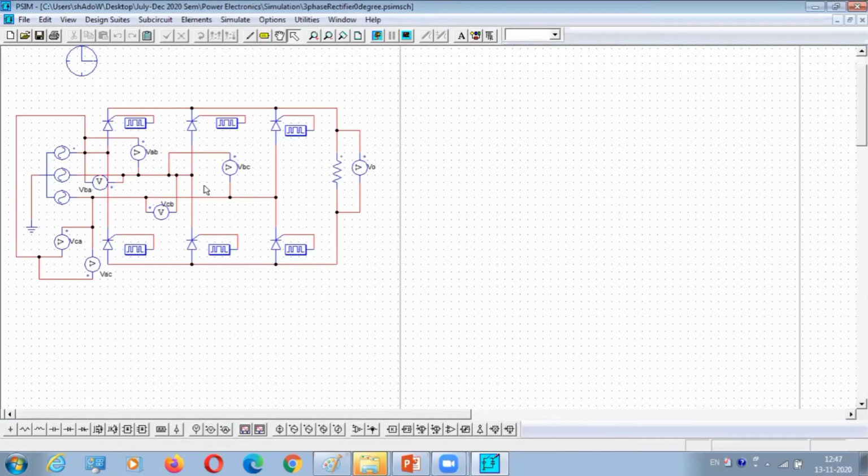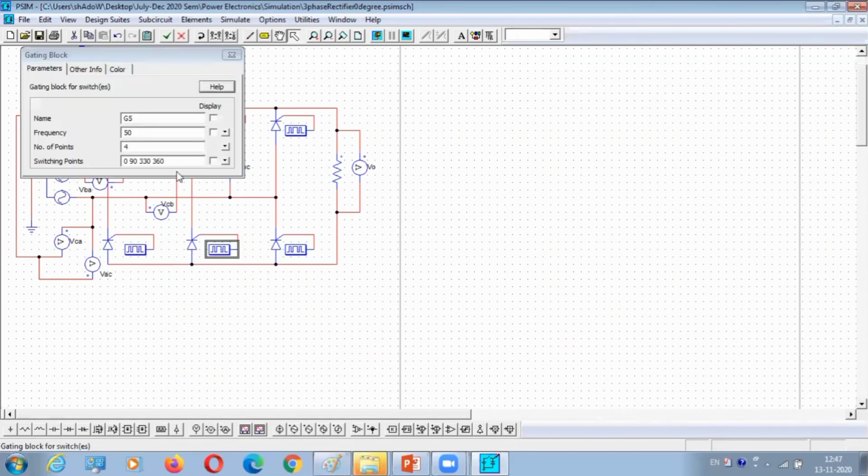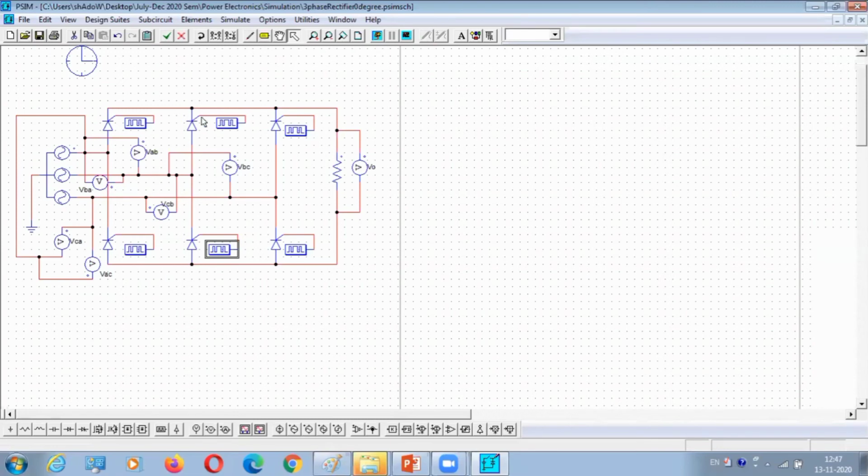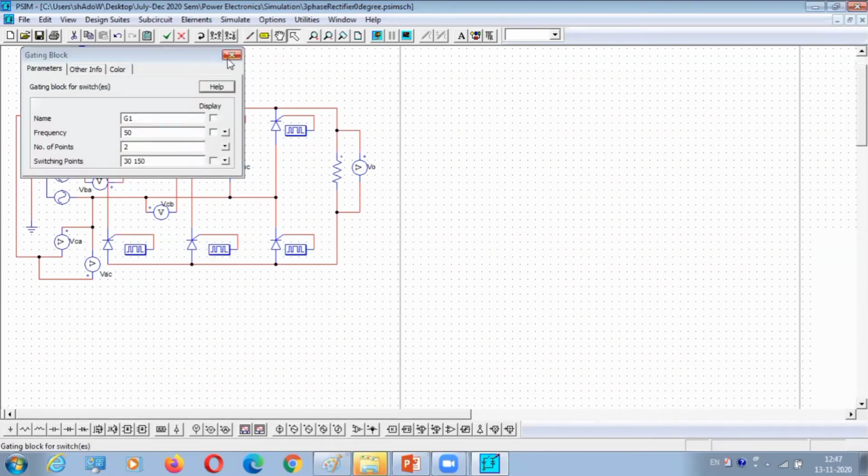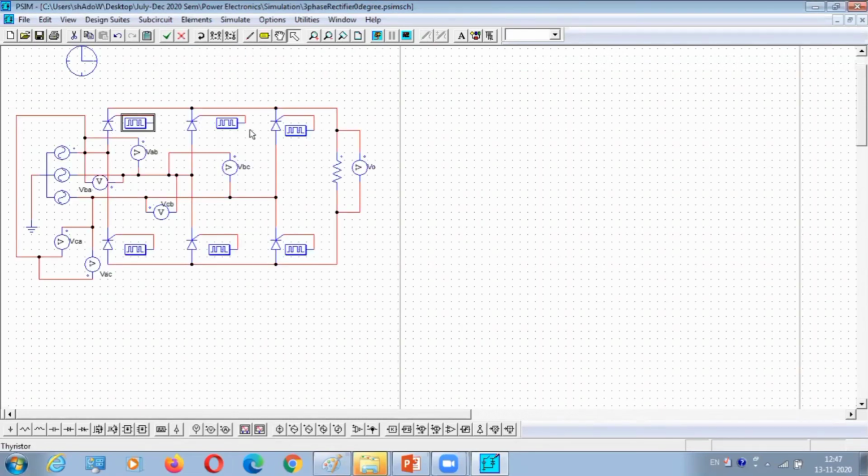So this is my circuit, which I have drawn. 6 switches, and all these gating pulses are given accordingly. All this that I have written, all these are given over here. This is your 1, 3, 5. Maintain the same order: 1, 3, 5, 2, 4, 6. 3-phase voltage, load is R load.